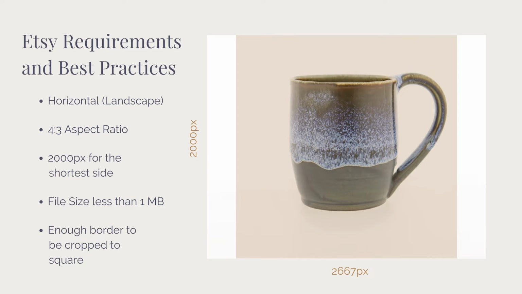Etsy also states, make sure your thumbnail images have enough of a border that they can be cropped to a square thumbnail without losing some of the product. The gold overlay on this image represents how Etsy would crop this image to a square from the center out.